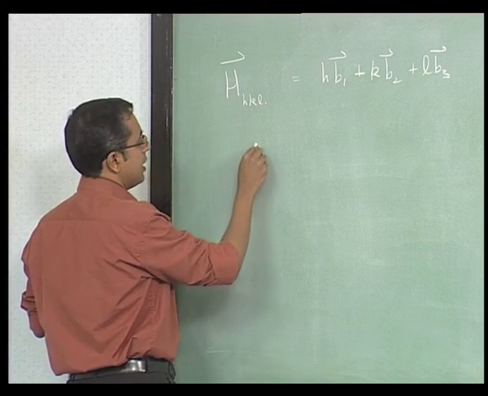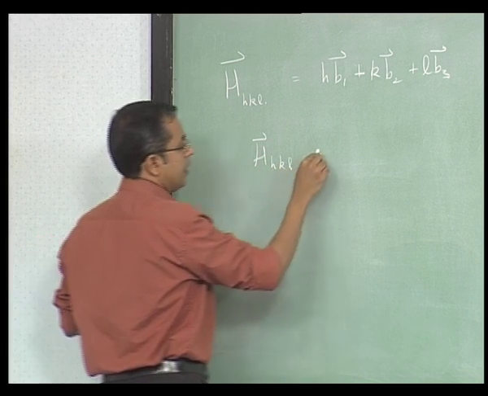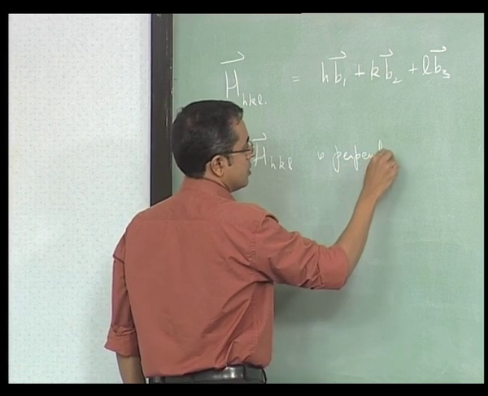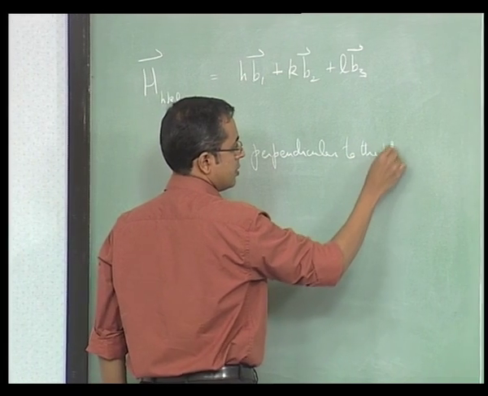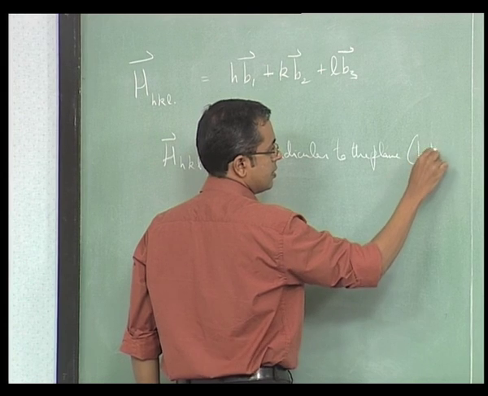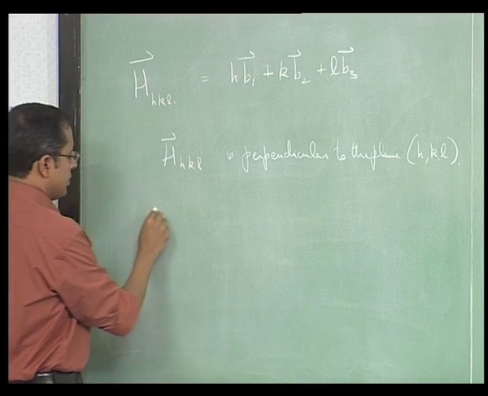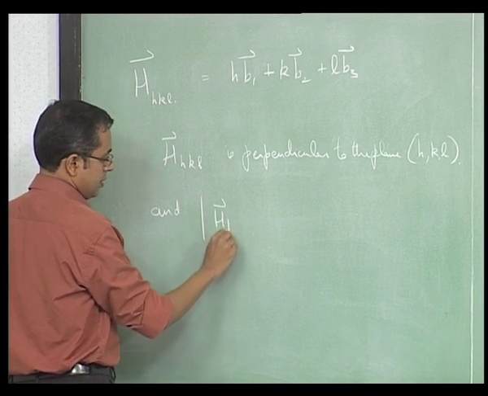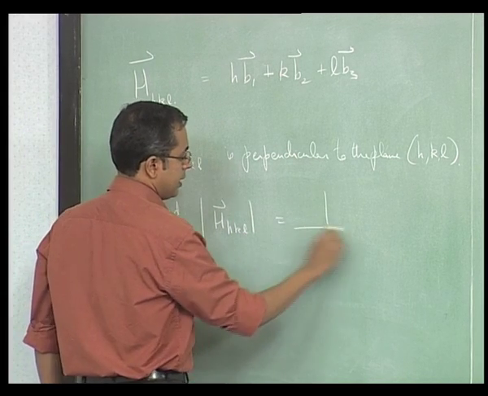It is basically that H_hkl is perpendicular to the plane which has the Miller indices hkl, and the modulus of H_hkl is equal to 1 by d_hkl.